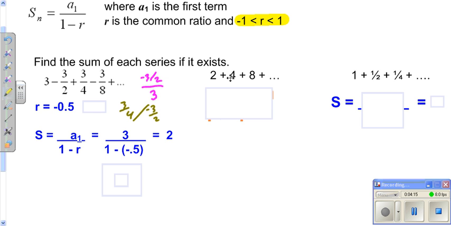Then we'll take a look at this one here. It's an infinite geometric. It's going on forever. It's geometric because here you can see we're multiplying by 2 each time. But we're going to say there is no sum since r is not between 1 and -1.